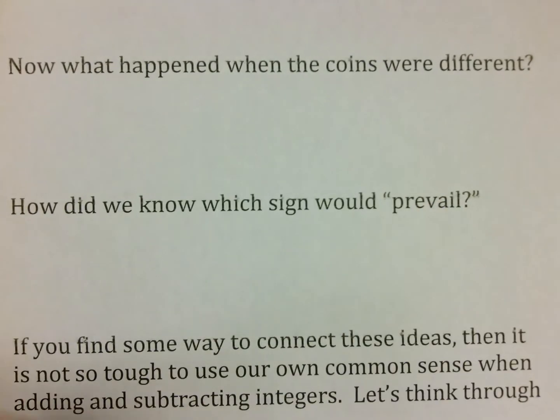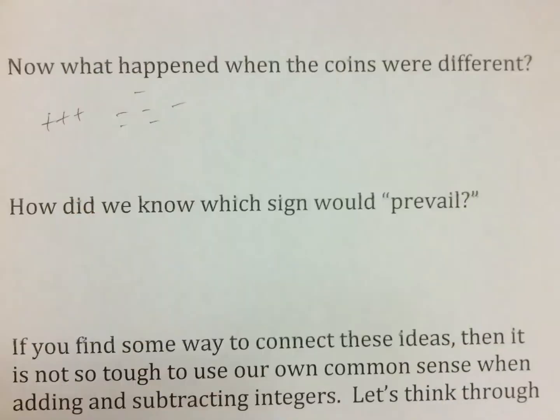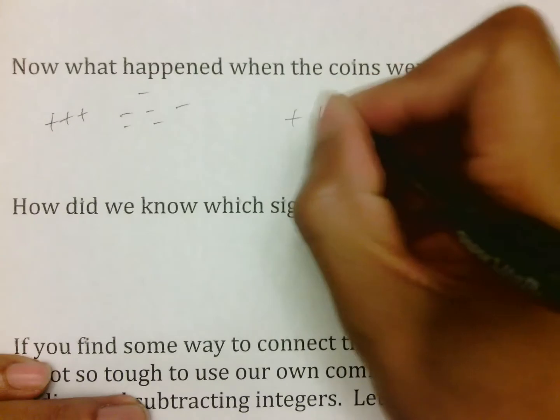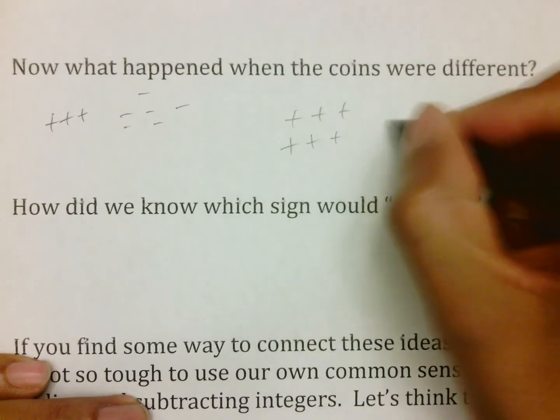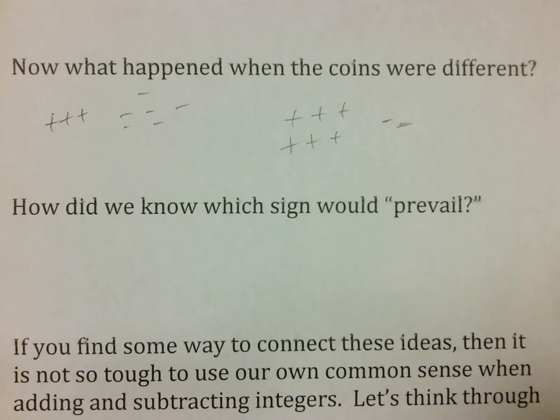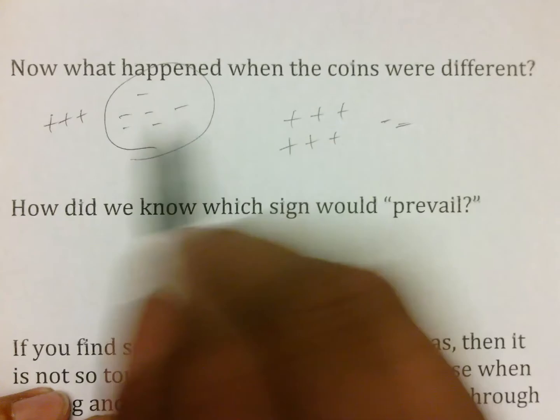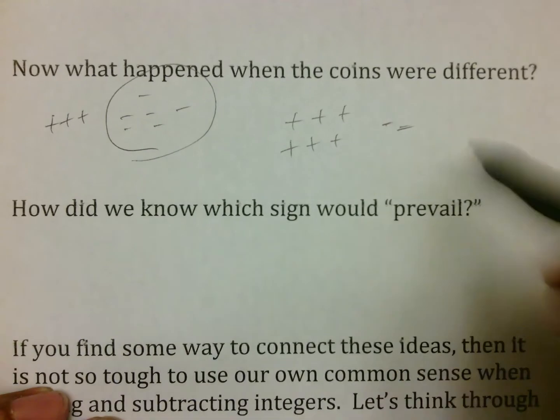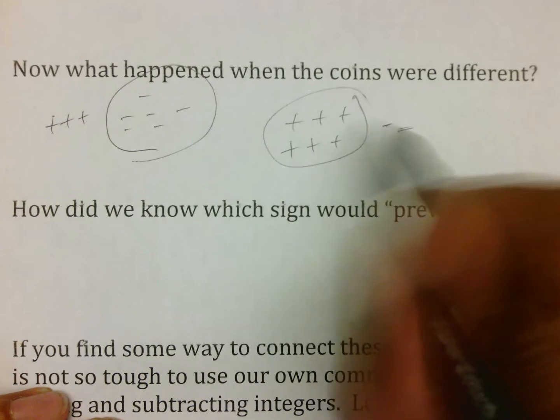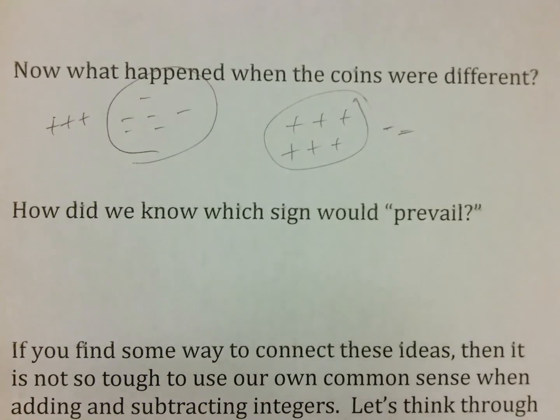The part you have to understand is what happens when the coins are different. What happens when I have some pluses over here and some minuses over here? What happens when I have this many pluses over here and only this many minuses over here? There are two different situations you have to consider. And again, how do you know which sign is going to prevail? Based off of the fact that this group is bigger, that means your answer should be negative. Based off of the fact that this group is bigger, that means this answer should be positive. And when you think about it, all you really did was subtract.